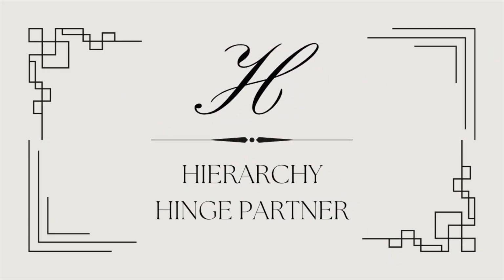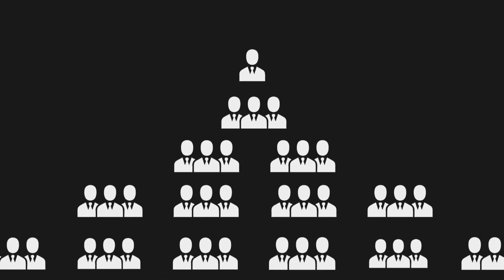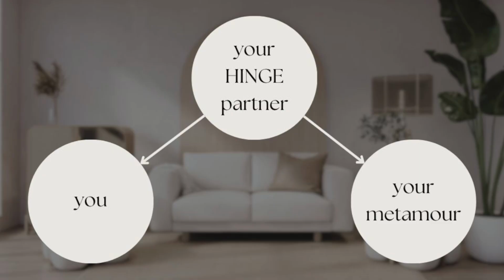H is for hierarchy and hinge partners. Hierarchical relational structures such as open relationships or swinging prioritize certain partnerships above others. A hinge partner is the person who connects two people in a polycule, acting as the pivot point in the relationship. Those two people are not connected to each other in any other way romantically or sexually. Their only connection is their shared or hinge partner.